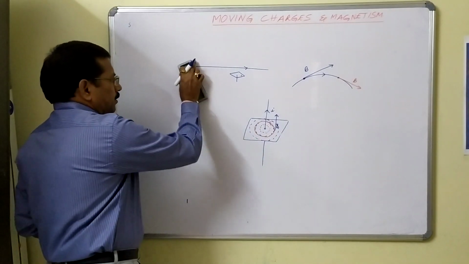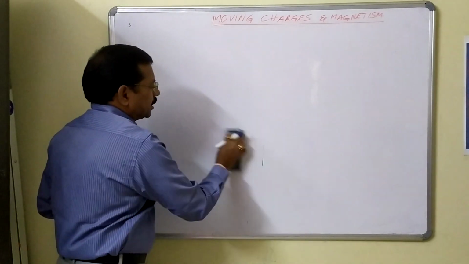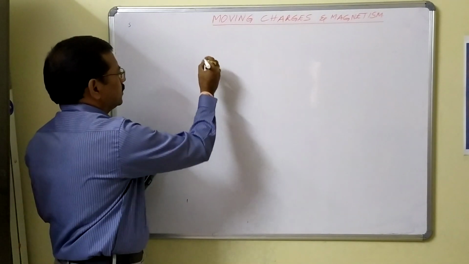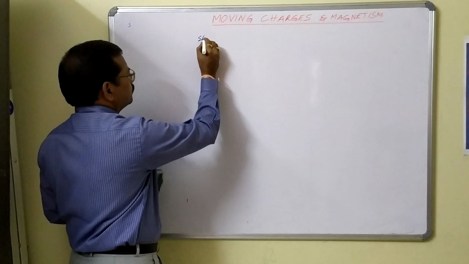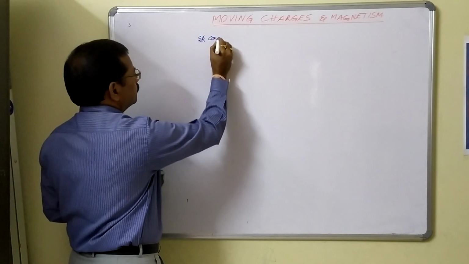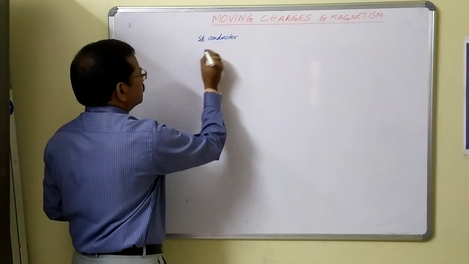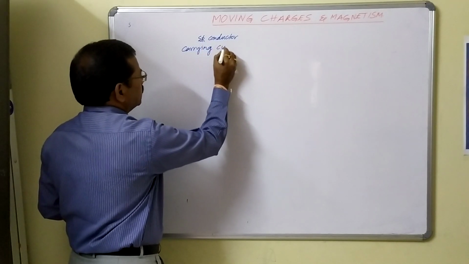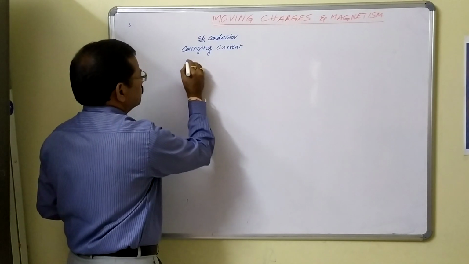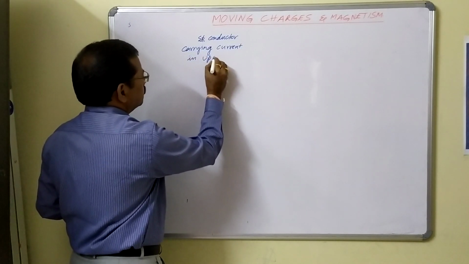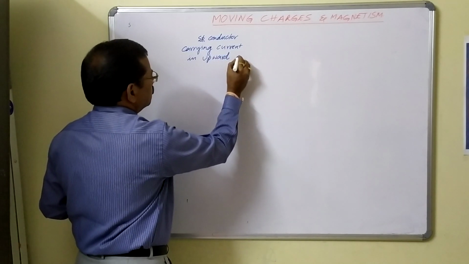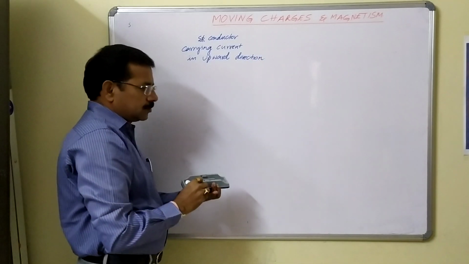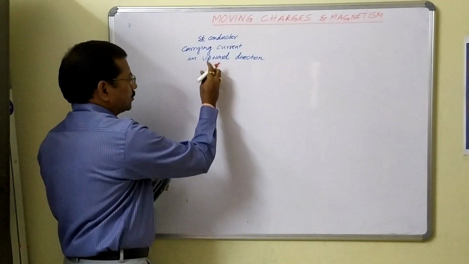That tangent indicates the direction of magnetic field induction at that point. Now, let me elaborate this Ampere's right hand thumb rule. Let us consider a straight conductor carrying current in upward direction. This straight conductor is carrying current in the upward direction.